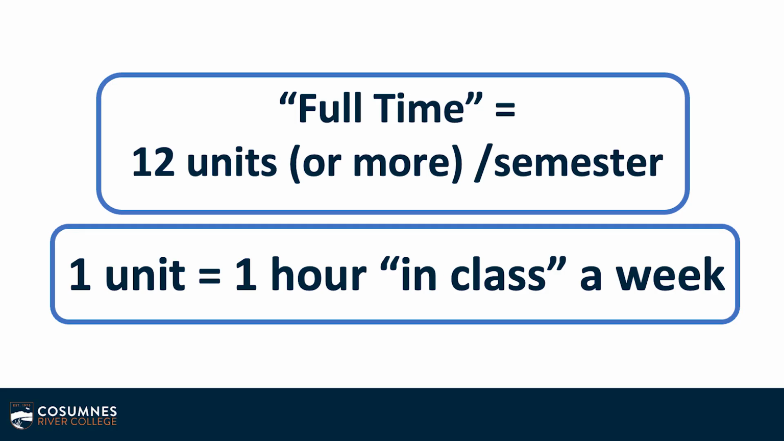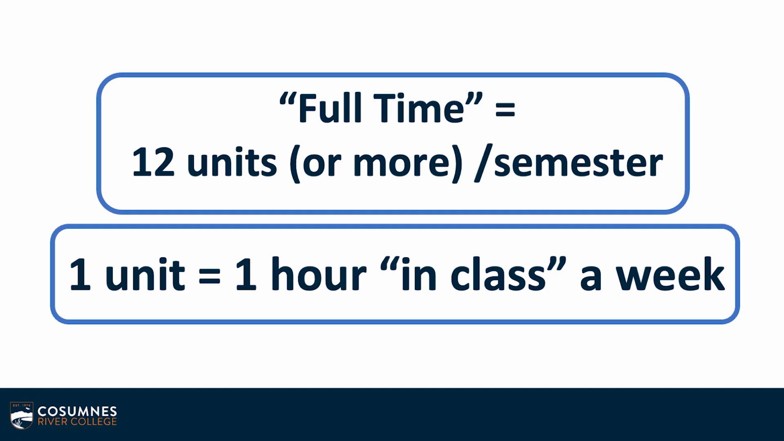In order to be considered a full-time student, you must be enrolled in at least 12 units. We want to highlight that 12 units does not mean 12 classes. 1 unit is equal to about 1 hour in class a week for 16 weeks. So if you are enrolled in a 3-unit course, you can expect to be in class about 3 hours a week.